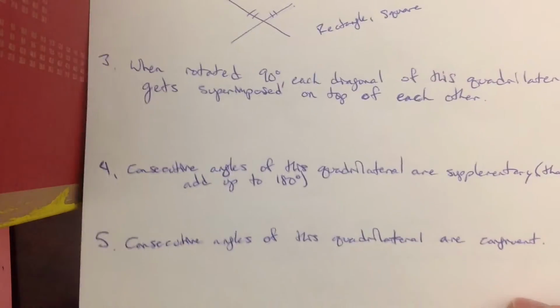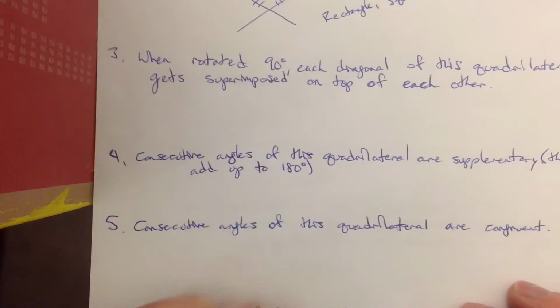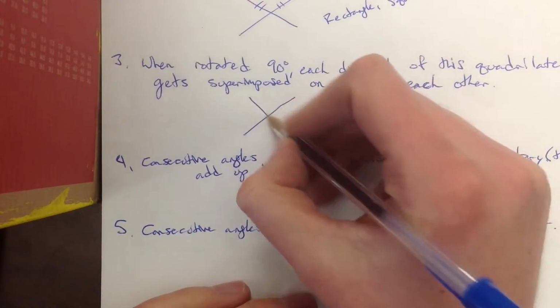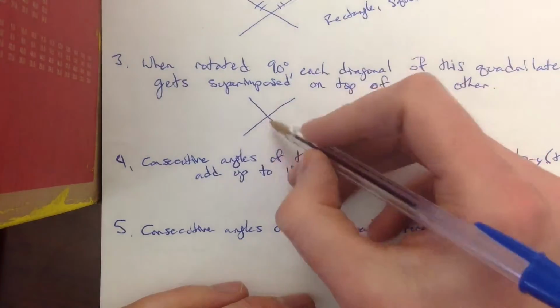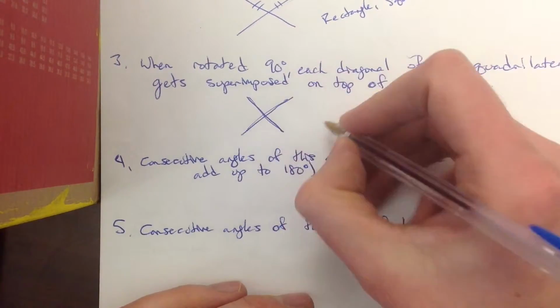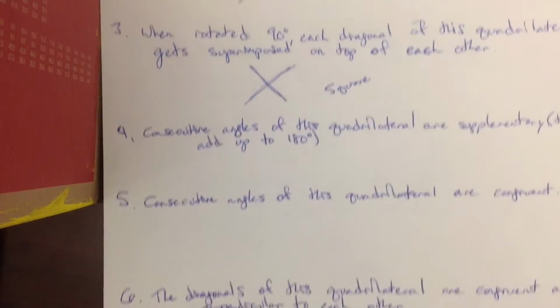When rotated 90 degrees, each diagonal of this quadrilateral gets superimposed on top of each other. That means if we have these two diagonals and we spin it 90, so we spin it a right angle, this guy falls on top of this guy. The type that fits this is a square.